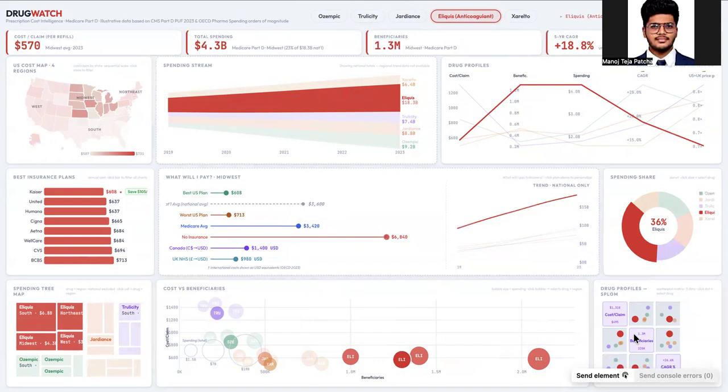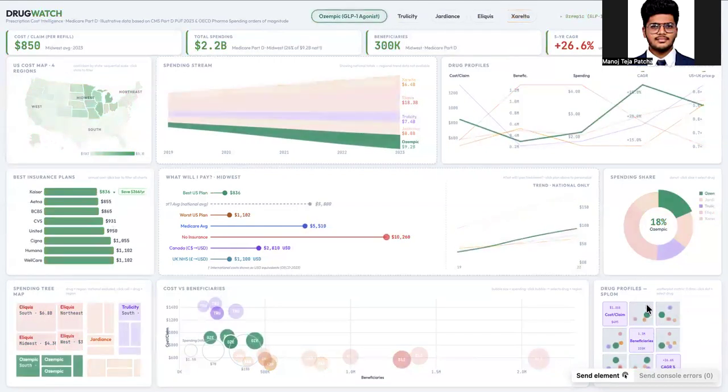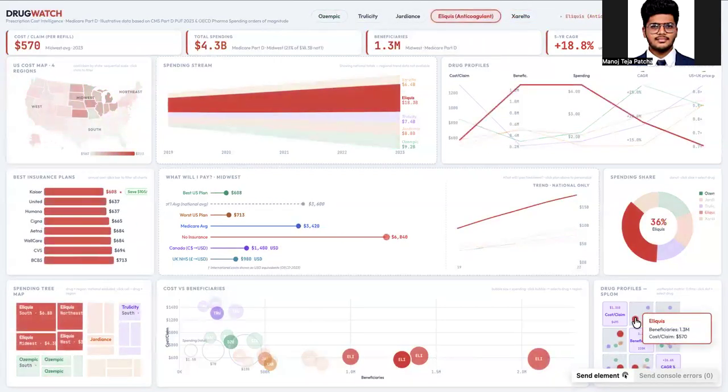The scatter plot matrix provides a multidimensional view of drug profiles across cost per claim, beneficiaries, and CAGR, as we discussed what the meanings are. Each off-diagonal cell shows a scatter plot comparing two dimensions, like cost per claim and beneficiaries. You can check each individual dot for further analysis. This allows you to identify correlations.